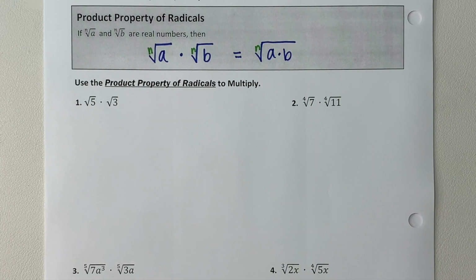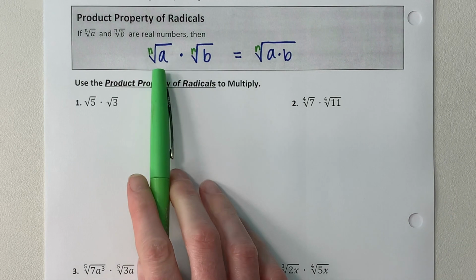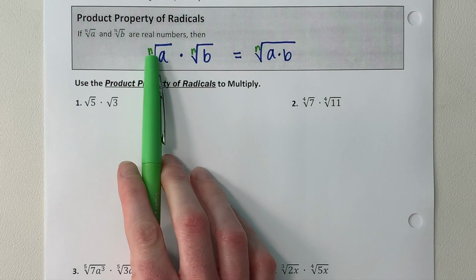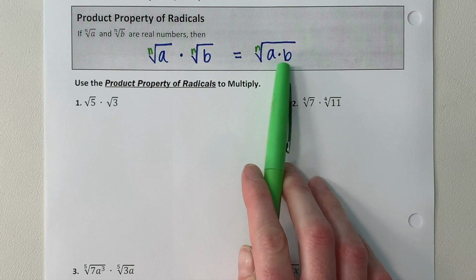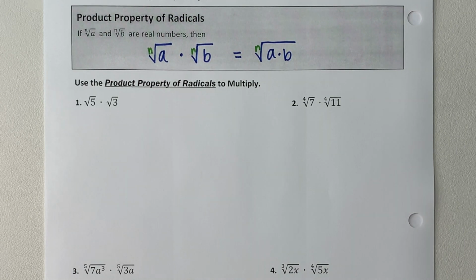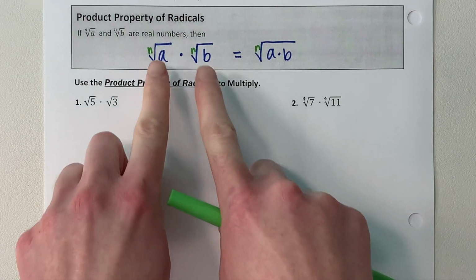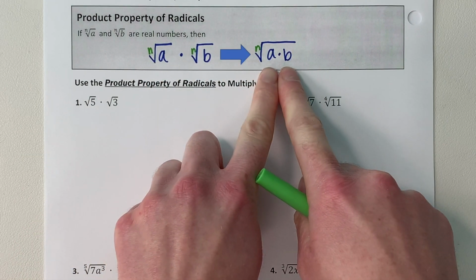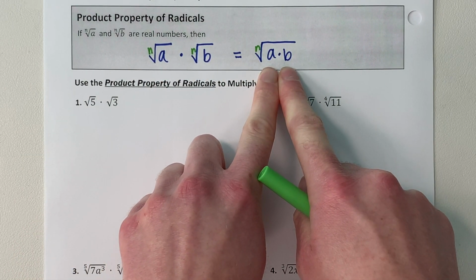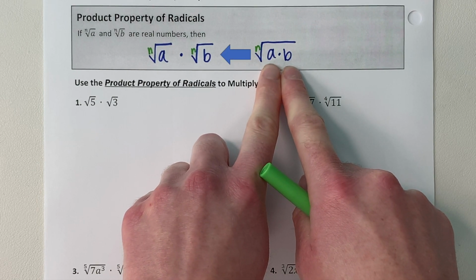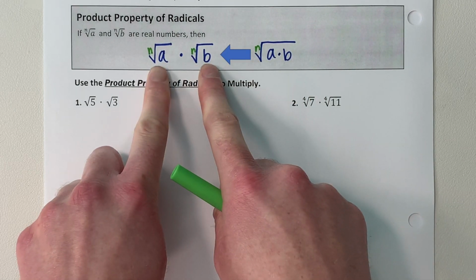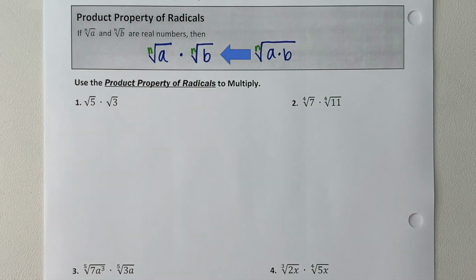The product property of radicals says that if you multiply two radicals that have the same index, you can combine that multiplication underneath one radical symbol. And with the product property of radicals, you can go in either direction. If you're multiplying two radicals with the same index, you can combine that multiplication underneath one radical symbol, or you can go in the reverse direction. If you're multiplying two quantities underneath one radical, you can break that multiplication apart into two separate radicals.